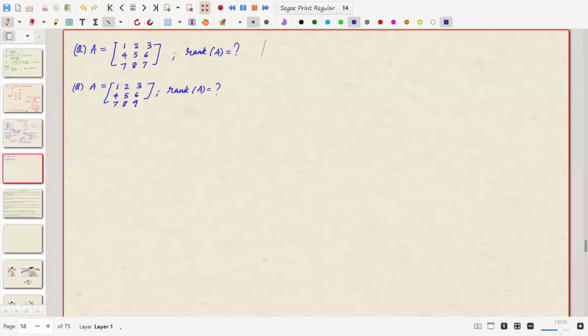Okay, so first of all, determinant of A is equal to 6, and that is not equal to 0. So that implies that all three rows of matrix A are linearly independent. Therefore, that implies rank of A should be equal to the number of rows, and that number of rows is 3. Fine. Now let us move to the next example very quick.